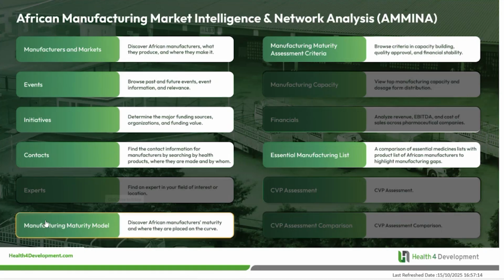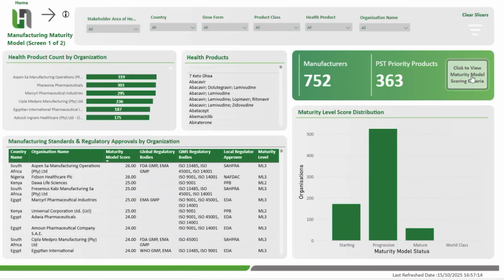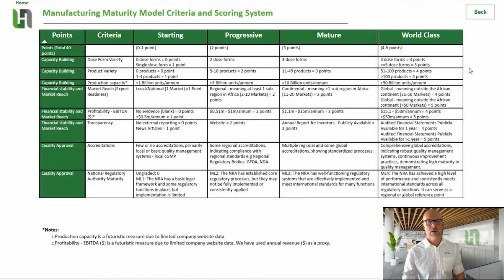What I'm now going to do is show you the manufacturing maturity model that we discussed earlier. First, I'm going to click through to show you the criteria. As you can see on this screen, there is a rating system where the data that's been harvested about each manufacturer is assessed across a range of criteria. There are some criteria about capacity building, whether it's the dose form, the product or the production capacity.